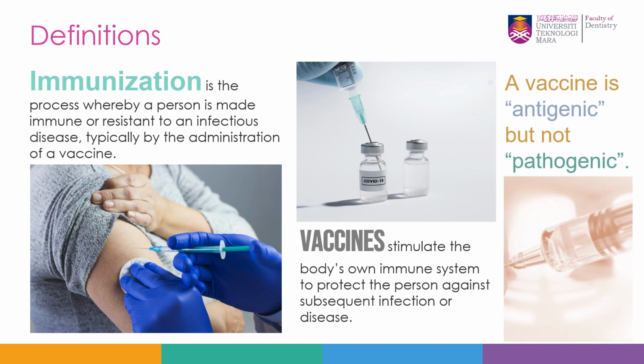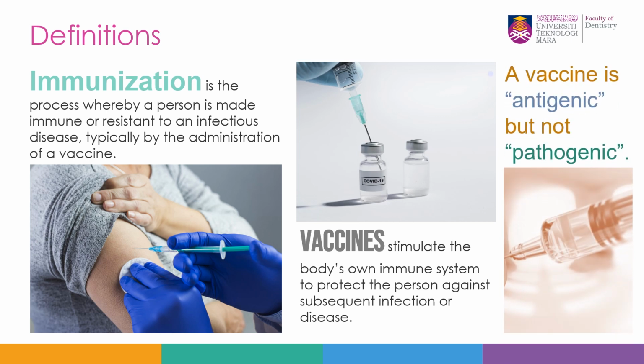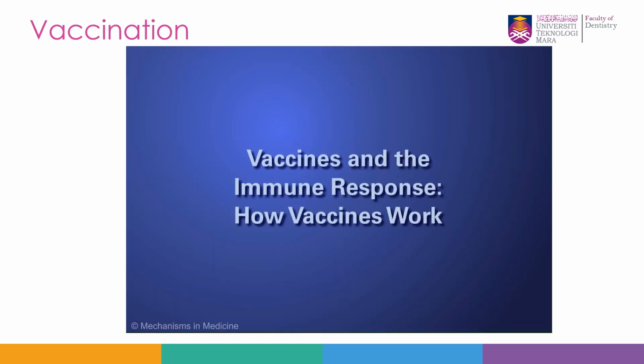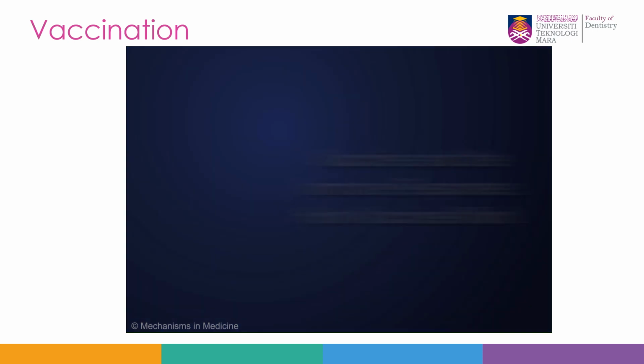And the third one, a vaccine is antigenic but not pathogenic, meaning that it has the antigen, but it's not going to cause any disease. Okay, that's what a vaccine means. All right, let's watch this video: how vaccines work and the immune response.